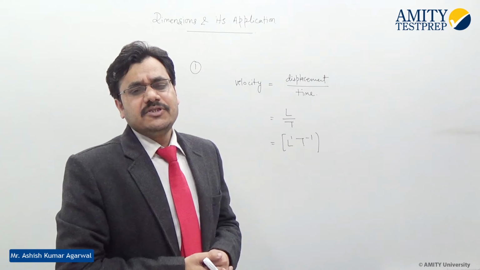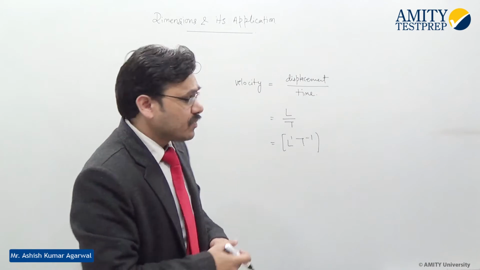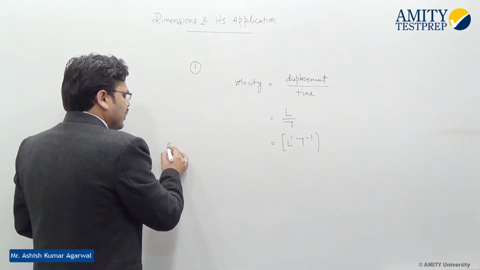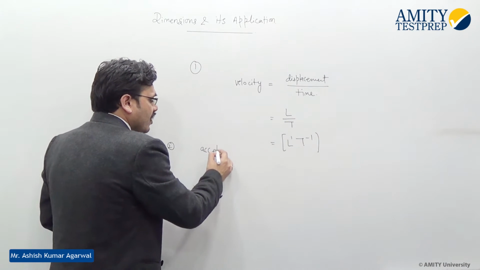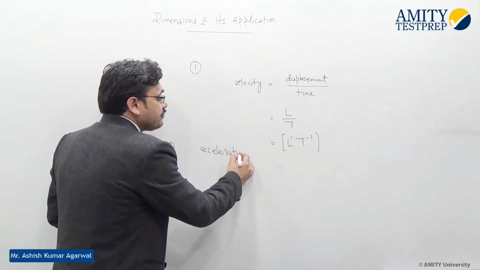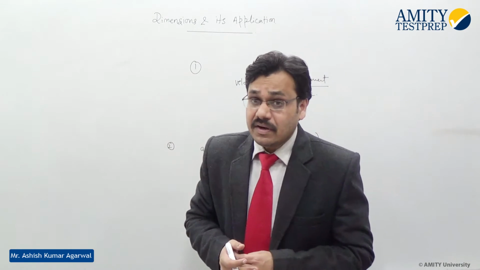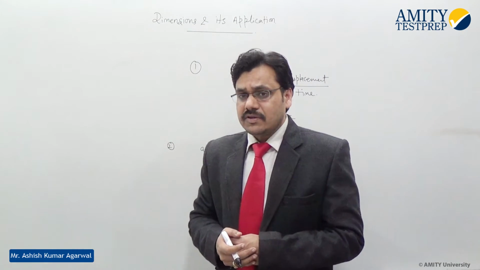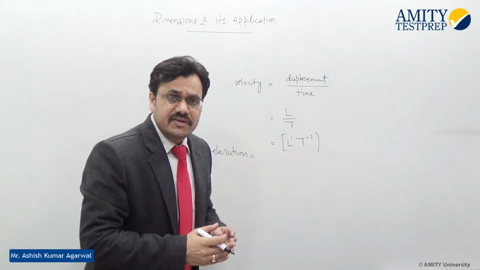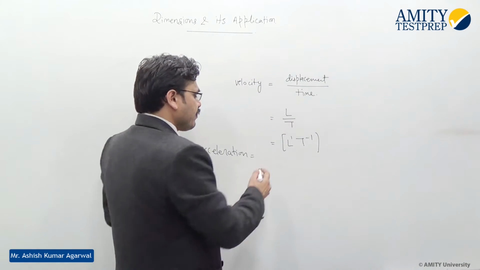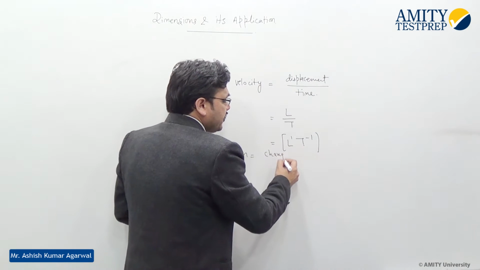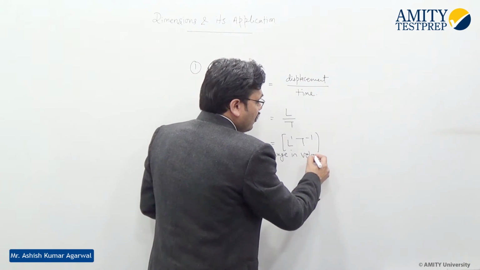In a similar process, we can get the dimensional formula of different physical quantities. Generally we get the dimensional formula for derived quantities. We can take another example like acceleration. What is acceleration? Acceleration is defined as the rate of change of velocity, simply change in velocity over time.